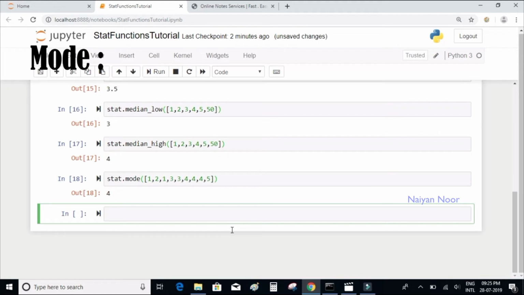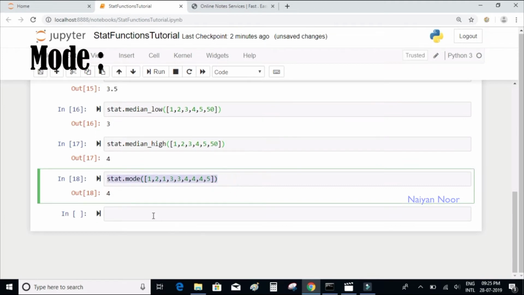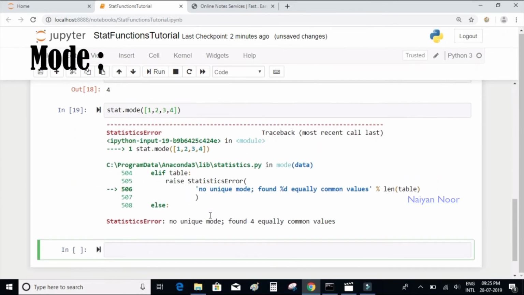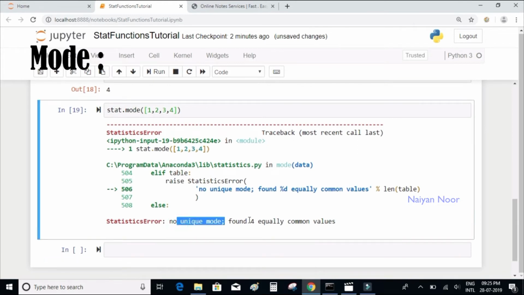But what if all the elements appear equally? Let's check what happens if there is no element which appears the maximum number of times. So we have 1, 2, 3, 4. What do you think will happen if we execute this? We actually get an error: no unique mode, found 4 equally common values. You'll get an exception.